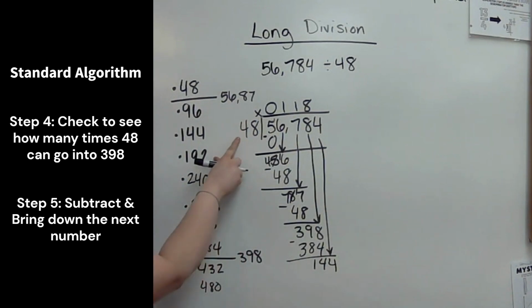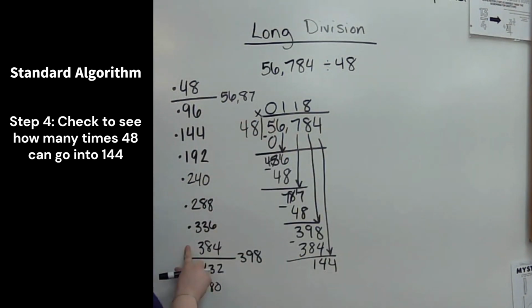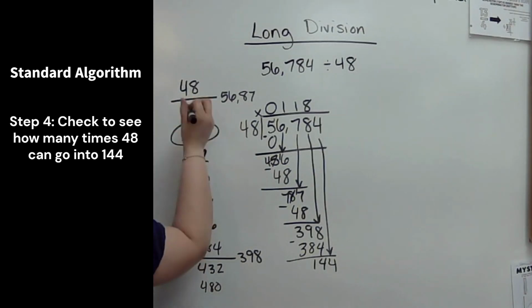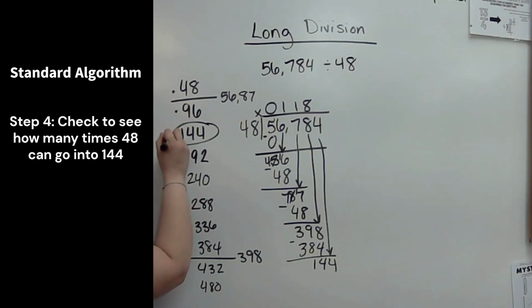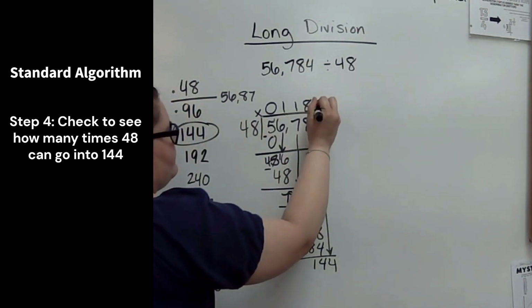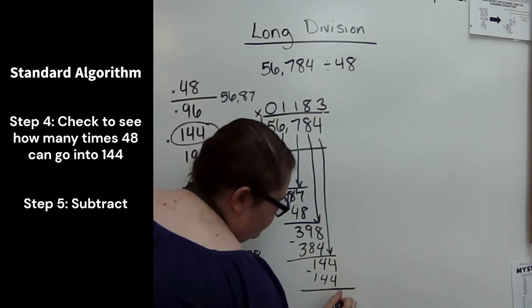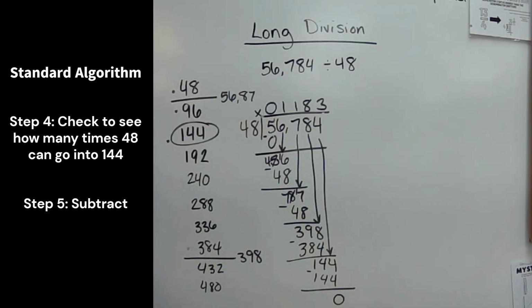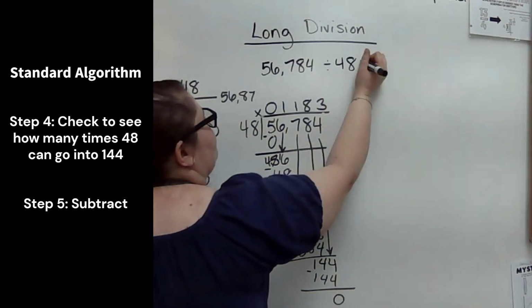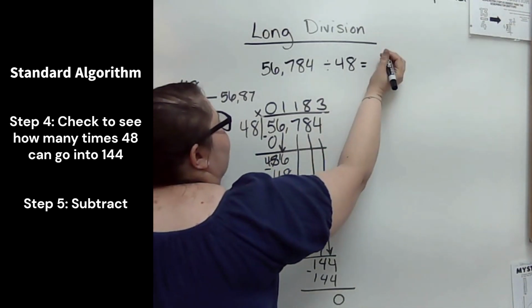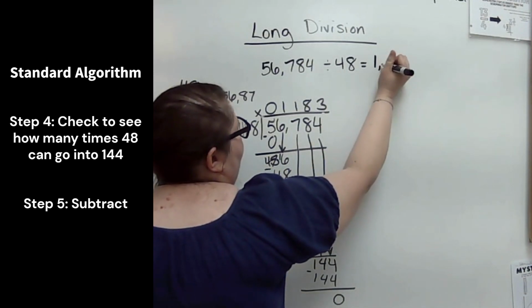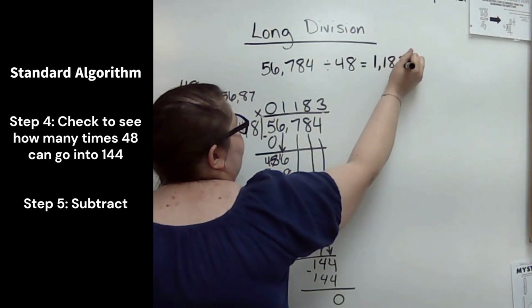Now I need to see how many times 48 can go into 144. 144 is right here. So it goes in 1, 2, 3. Place my 3 up top. It's 144. Subtract. And that leaves me with 0. So my answer for 56,784 divided by 48 is 1,183.